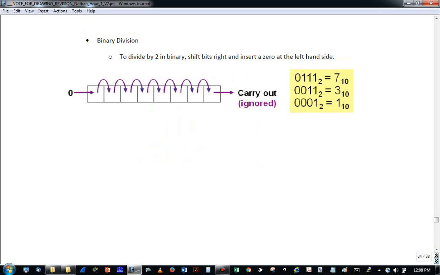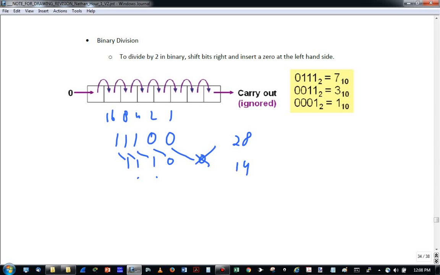Also works the other way. So if I have this number, 1, 2, 3 here, and I shift it the other way, so this 1 goes here, this 1 goes here, this 1 goes here, that 0 goes here, and that 0 falls off the end. What's happened was this was 28, and now it's 8 plus 4 is 12 plus 2 is 14. So shifting to the right is the same as dividing by 2.